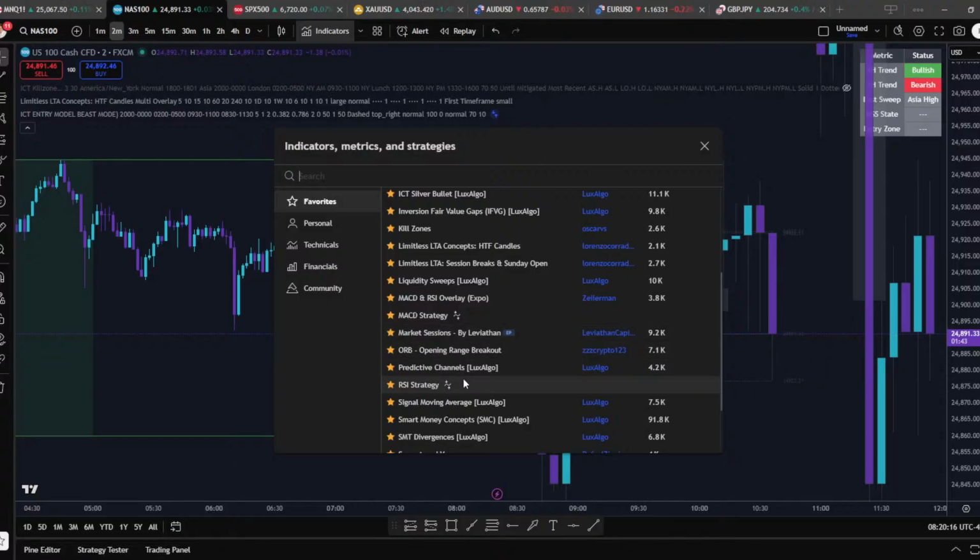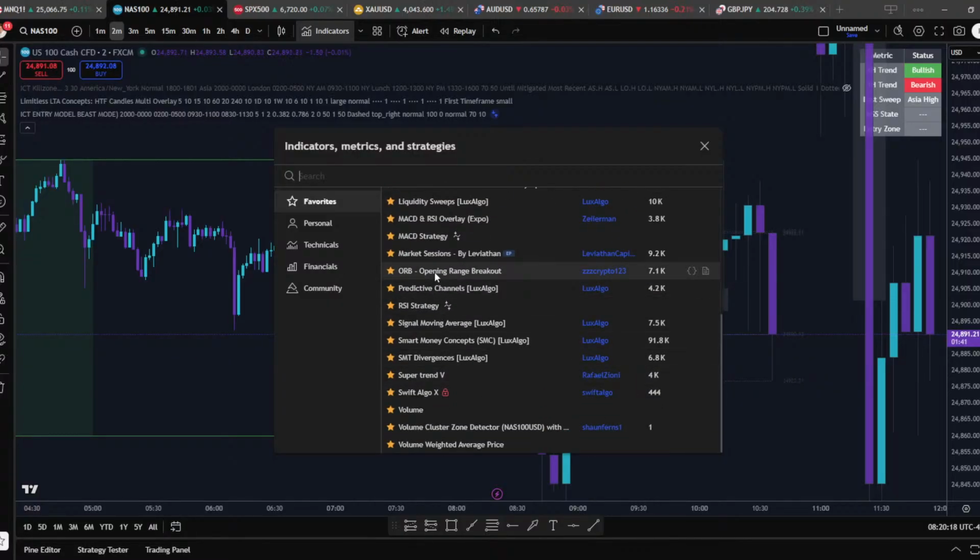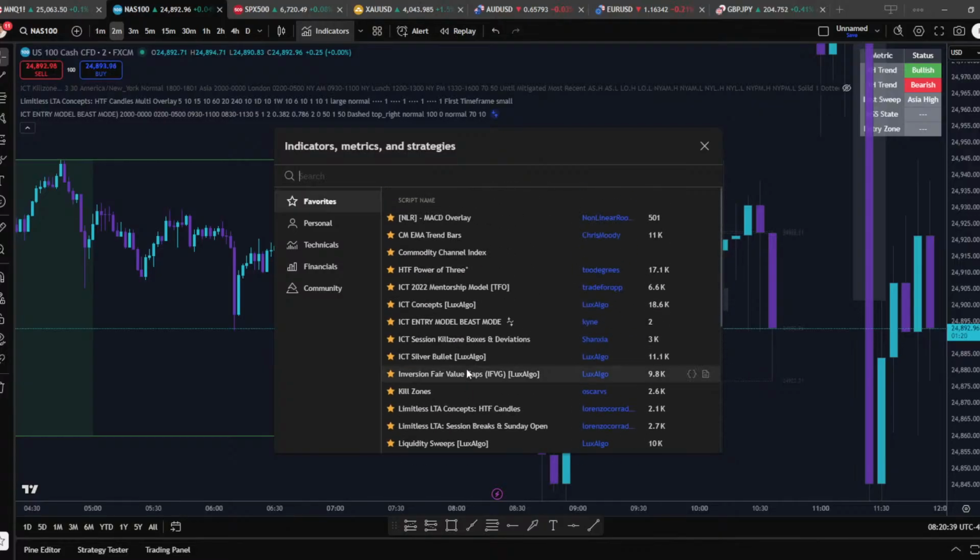Market sessions, which are good. Orb strategy, RSI strategy. These are all the strategies I have tried. Super trend, Swift algo was an actual indicator that I paid for, and it basically tells you when to enter. Like it'll say long, short at this area, but volume indicators. So as you can see, guys, I have tried a lot of indicators, and this is not all of them. This is just the ones I favorited, right?